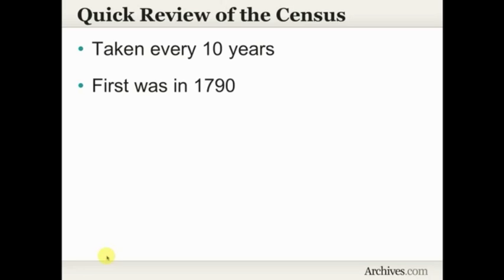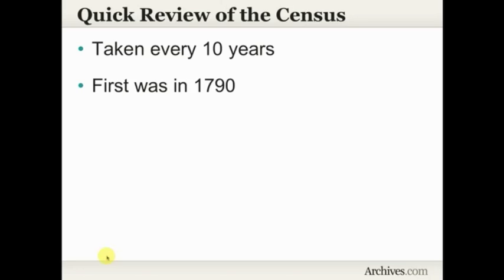Now, before we get started, let's take a quick review of the census. The census is taken every 10 years, and it started with the purpose, and it's still the official purpose of the census, to apportion the members of the House of Representatives, because it's the House of Representatives that is based on the population of a state. So in order to know how many representatives a state should have, you need to know how many people live in that state. So they started taking the census. And the census started in 1790. And again, it's taken every 10 years.